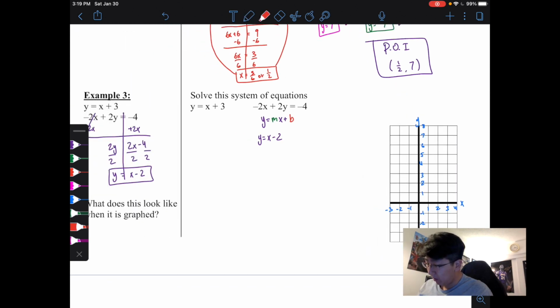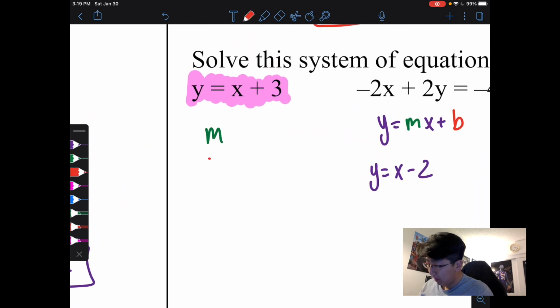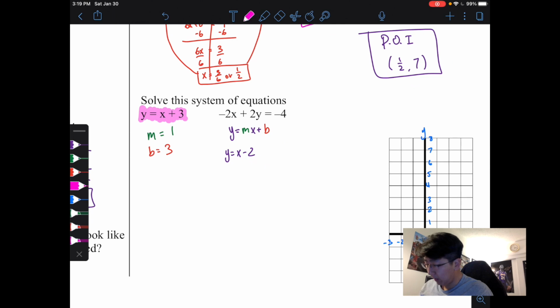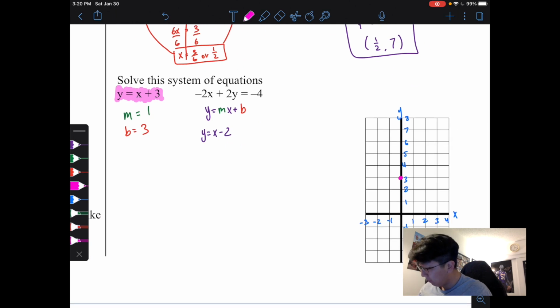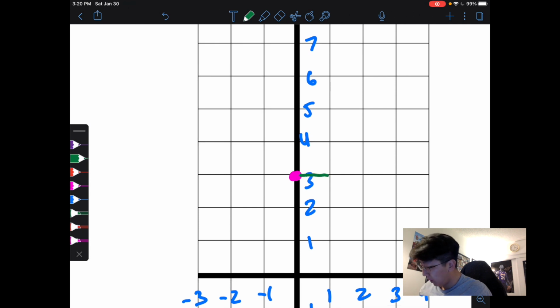We'll go ahead and take my first graph. Do it in pink. What is my M? And what is my B? M equals 1, B equals 3. So for this pink line, I'm going to start at 3. I'm going to grow by 1. So go over 1, up 1, go over 1, up 1, go over 1, up 1, go over 1, up 1, go over 1, up 1. So we'll go ahead and graph that in pink.